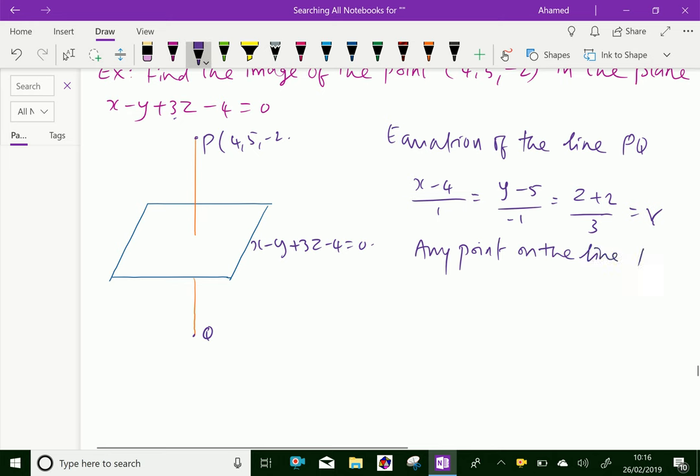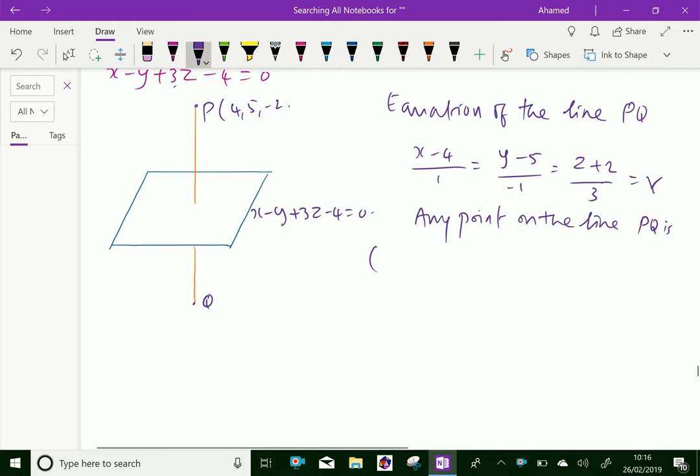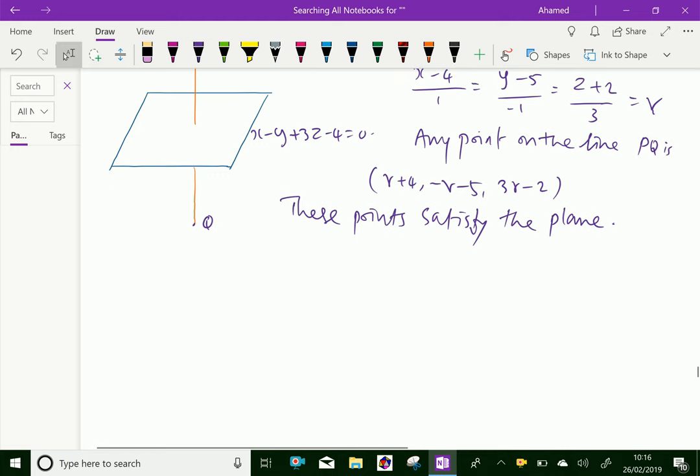Now, any point on the line PQ is (1·r + 4, -r + 5, 3r - 2). These points satisfy the plane, which means the points are lying in the plane.